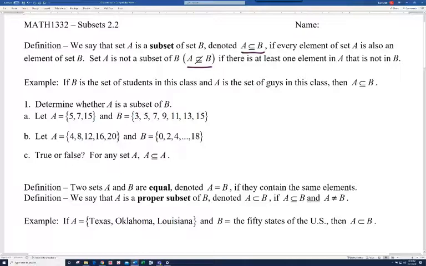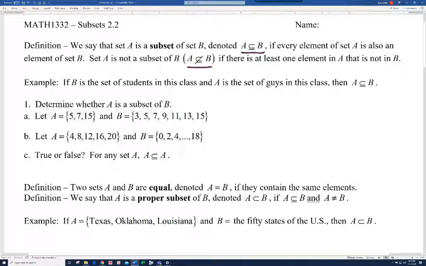All right, so there's 3 problems I'd like you to do in number 1. So you might want to try those and then watch the video to make sure you understand how this works. So it says determine whether A is a subset of B. So in 1A we have let A equal the set with 5, 7, and 15 in it, and B equal the set with 3, 5, 7, 9, 11, 13, and 15 in it.